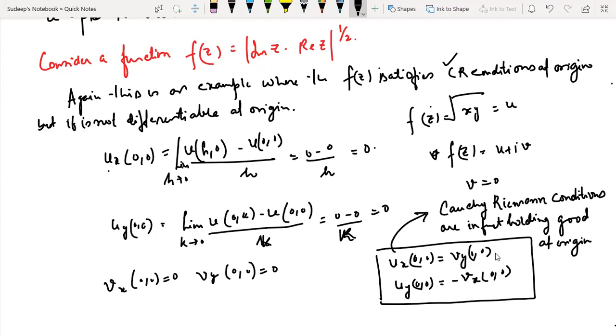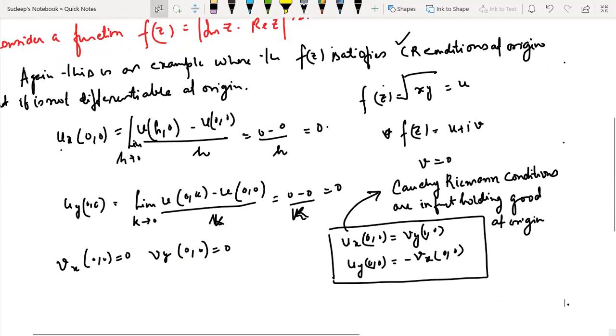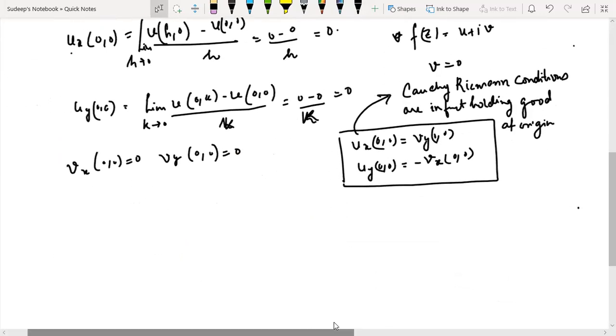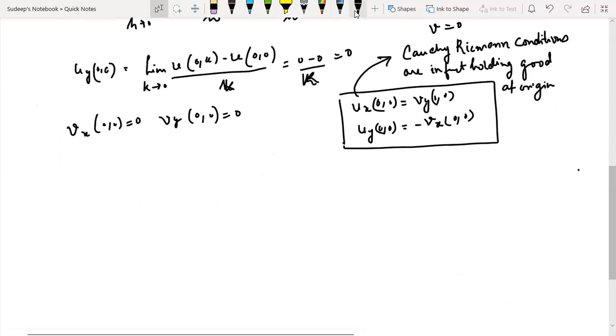Now let us address the main question: is the function differentiable at the origin? That is why I took this example, to make you understand. I've taken many examples now, just to reinstate this concept time and again, because it is a really important concept.